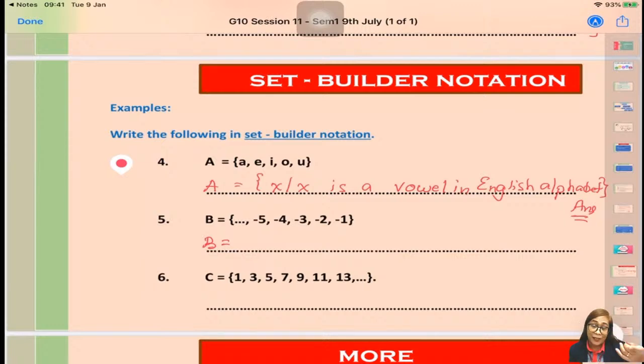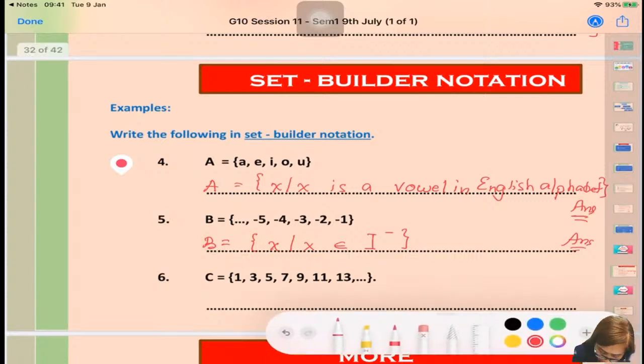You see that we have negative symbols here, so these numbers are negative numbers. So you can have the set of all x such that x belongs to I. These are negative integers, so I negative. This is my answer.